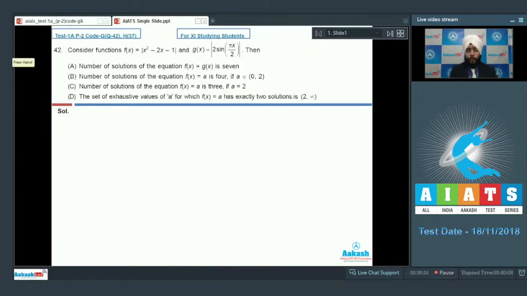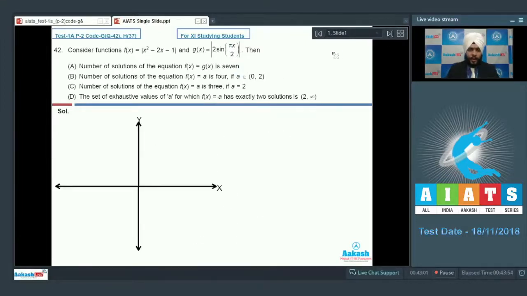Question number 42, based on graph transformations, says that consider two functions f(x) is equal to modulus of x square minus 2x minus 1 and g(x) is equal to modulus of 2 sine pi x upon 2. The graph of g(x), that is mod of 2 sine pi x by 2: the normal graph of sine x covers one cycle in 2 pi. So this will cover in 2 pi upon pi by 2, that is 4 units. So let us draw the graph.